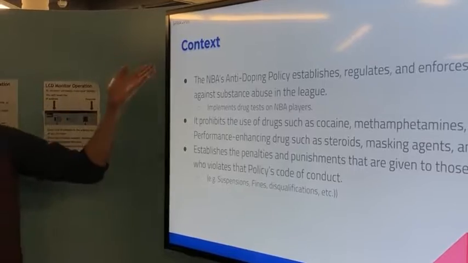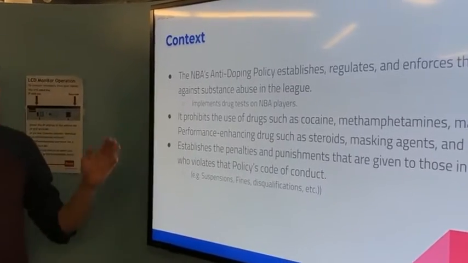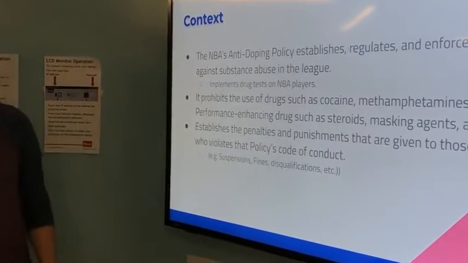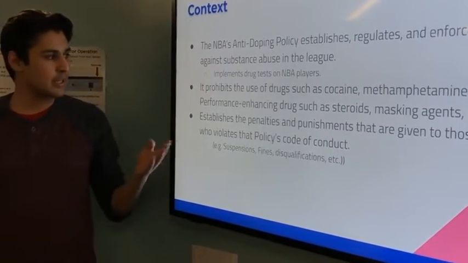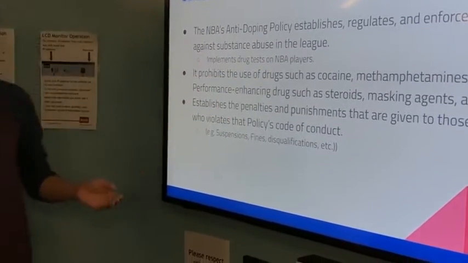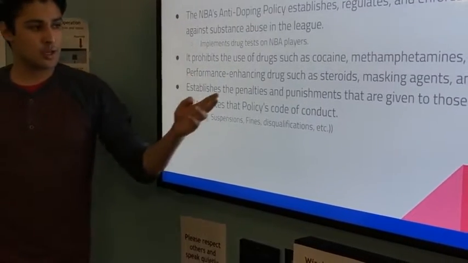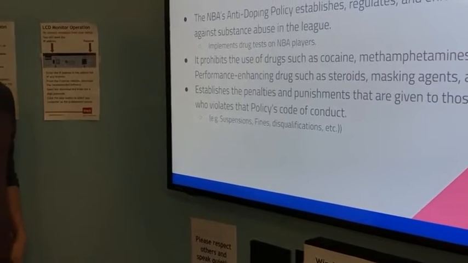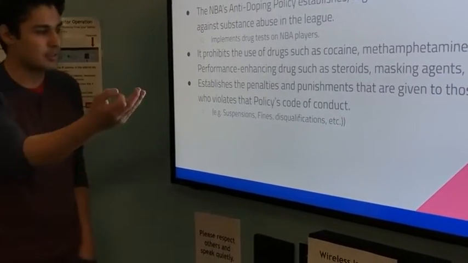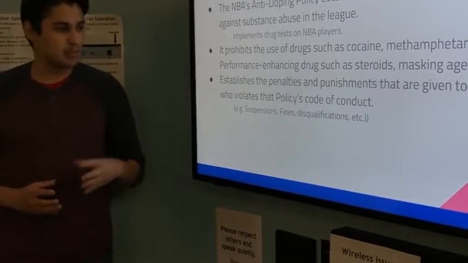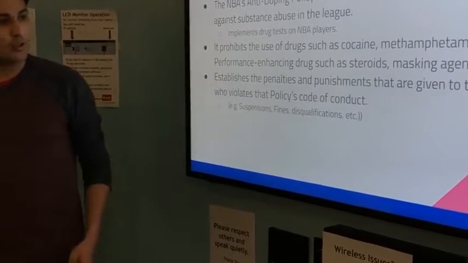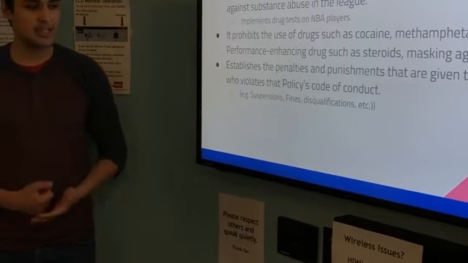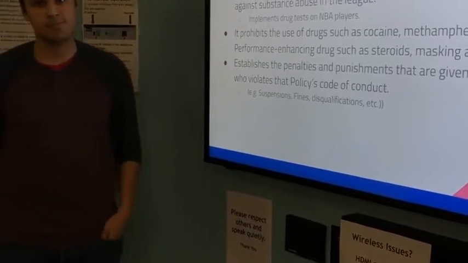Alright, so the context behind the NBA's anti-doping policy. It establishes, regulates, and enforces their rules against substance use in the league. One of the ways of doing that is implementing drug tests on NBA players. It prohibits the use of drugs such as cocaine, methamphetamines, marijuana, performance-enhancing drugs such as steroids, masking agents, and diuretics. It also establishes the penalties and punishments that are given to those in the league who violate the policy's code of conduct. Examples are suspensions, fines, disqualifications, etc.